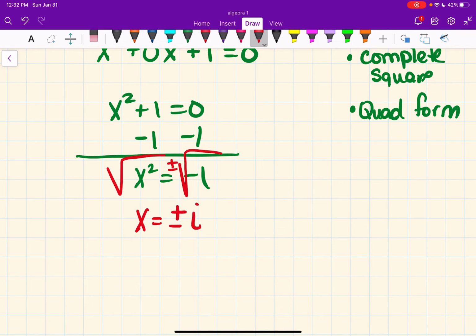What are my 5 solutions then? Well, we figured out from the beginning, 5 was the solution, -1 was the solution, -2 was the solution, and then I have i and -i. There's my 5 solutions.